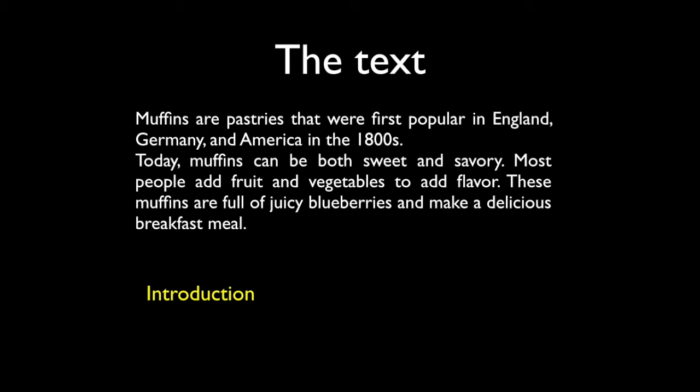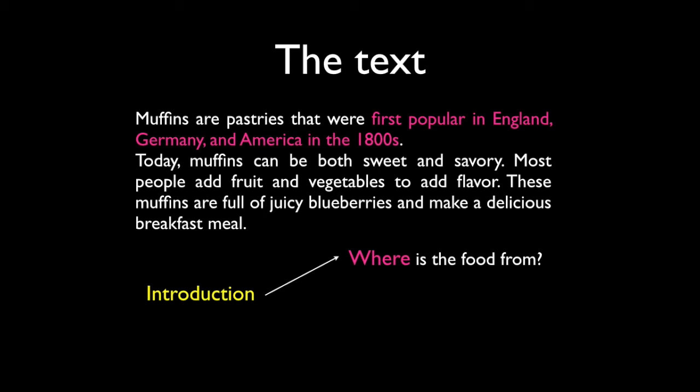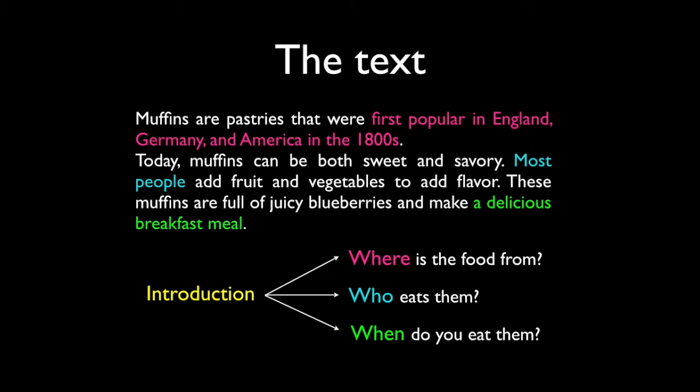So in the introduction, we want to give a little background to the topic by discussing what it is and why it is famous. In this introduction, we can see that the time and place where blueberry muffins were first made is very clear. We also see that most people eat them and add fruit and vegetables to add flavor. Finally, at the end of the introduction, we see that this is a food that is often eaten at breakfast. When you write an introduction for your recipe, you want to try to do the same thing.